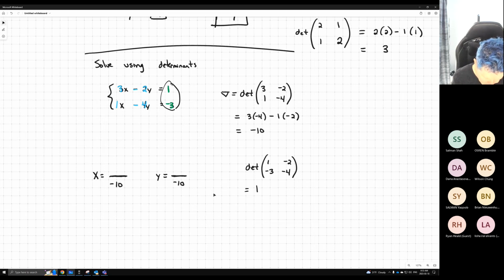So that's 1 times -4 minus, be careful with your signs here. It would be very easy to get signs mixed up. Let's see, that's going to be -6, I believe, which is -10. So x is just 1, because -10 divided by -10 is 1.